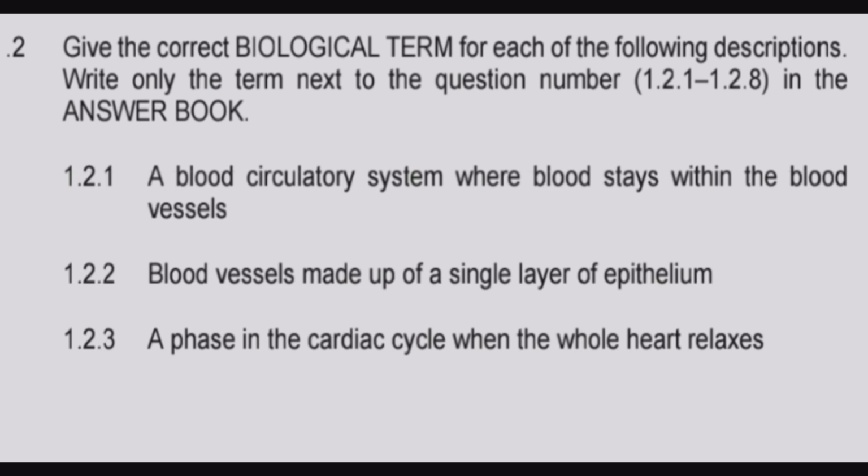We go to question 1.2.1, which is a blood circulation system where blood stays within the blood vessels. A blood circulatory system where blood stays within the blood vessels is closed. Okay, that's the correct answer, closed. We come to 1.2.2, a blood vessel made up of a single layer of epithelium. A blood vessel made up of a single layer of epithelium is capillaries.